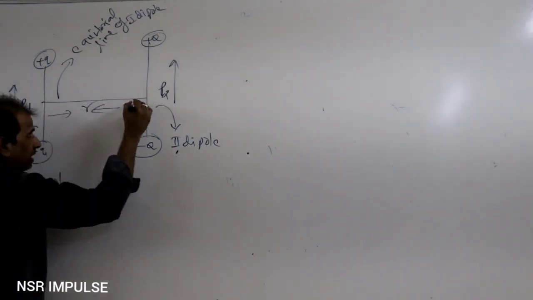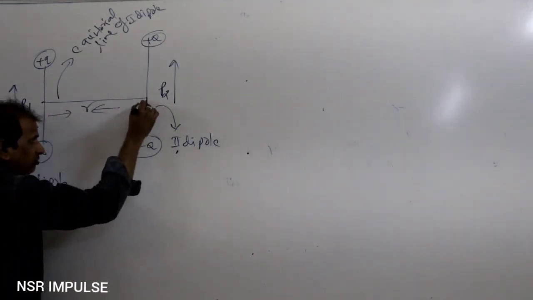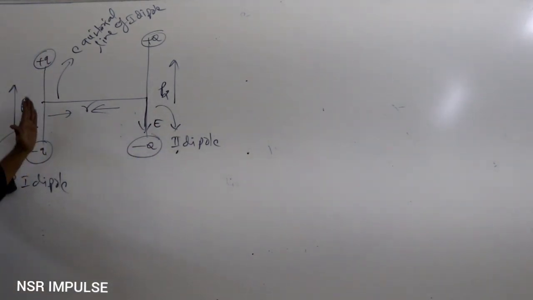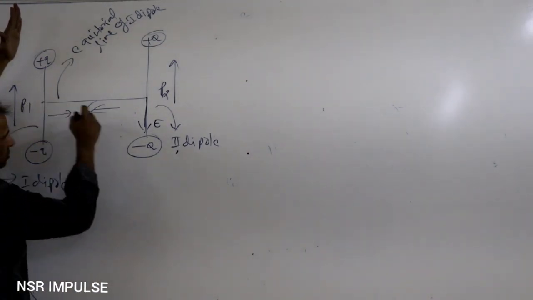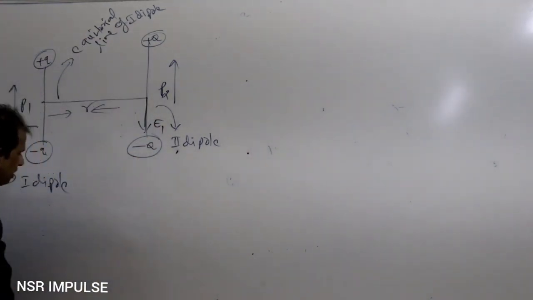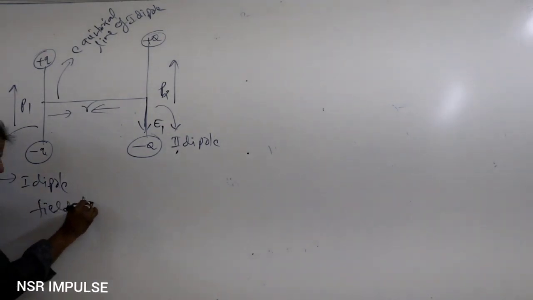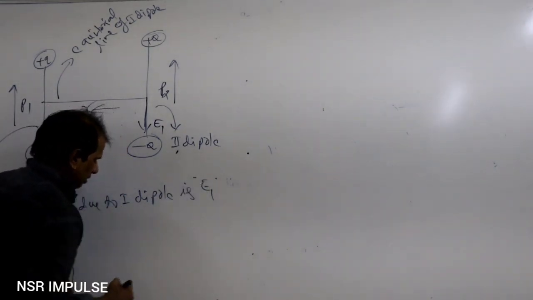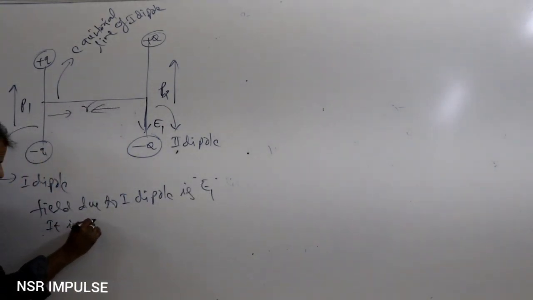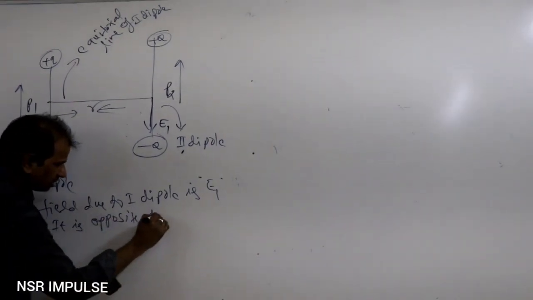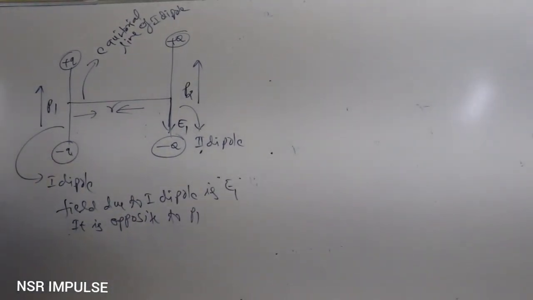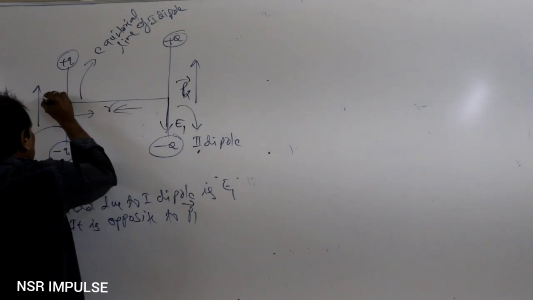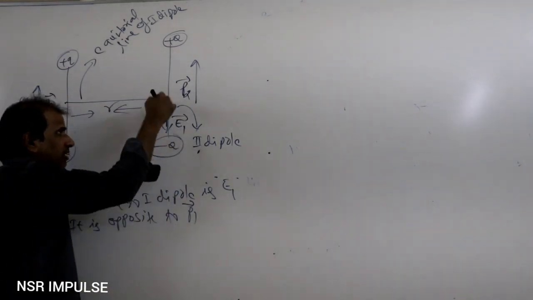See, this is the first dipole, on its equatorial line. On the equatorial line, the field will be in the opposite direction of the dipole moment. The dipole moment is upward, so the field due to this first dipole will be in the opposite direction. The field due to the first dipole is E1, opposite to P1 bar. P1 bar is upward and this is P2 bar. Of course, these are vectors. So this is E1 bar in the downward direction.